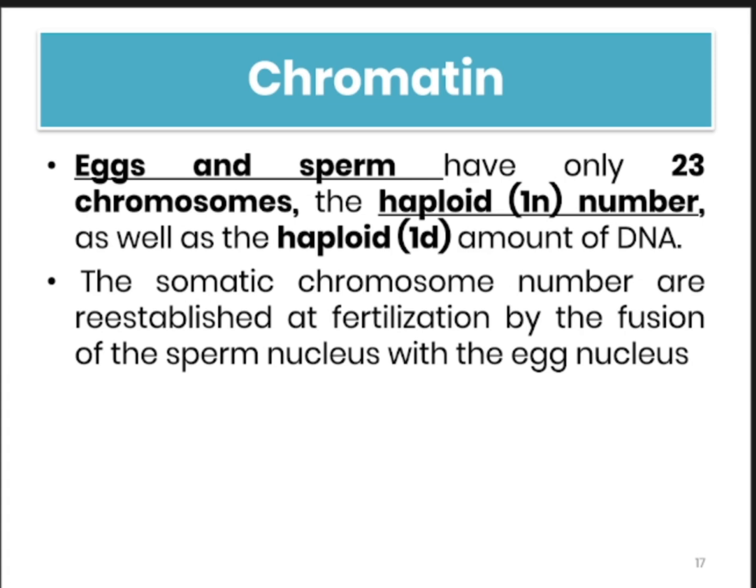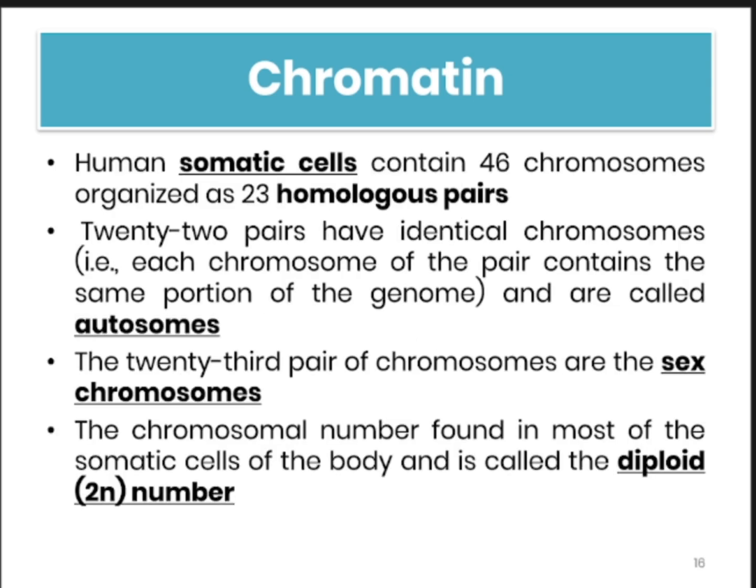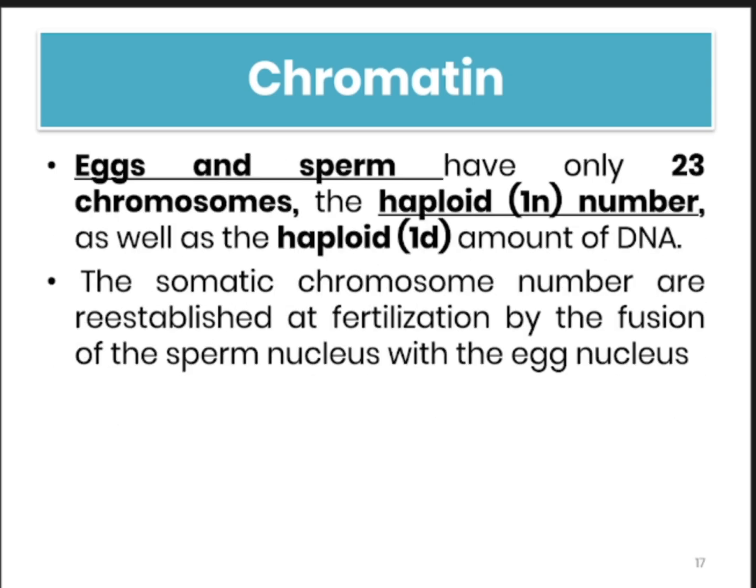Okay? Again, your eggs and sperm contain 23 chromosomes, which represents 1n or haploid, as well as 1d amount of the DNA. And the somatic chromosome number is restored usually at fertilization. So what is the process of the chromosome restoration? This actually occurs through the fusion of the sperm nucleus and your egg nucleus, which will again result in a diploid or your 2n, which we have mentioned, that would result in the 2n or diploid zygote with 46 chromosomes.